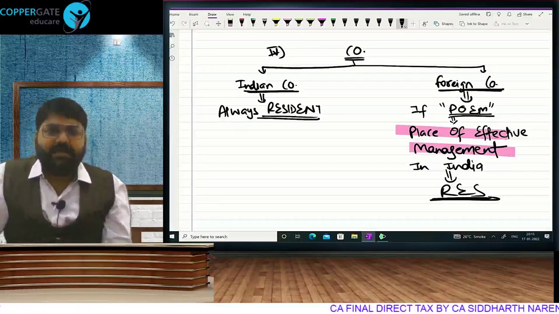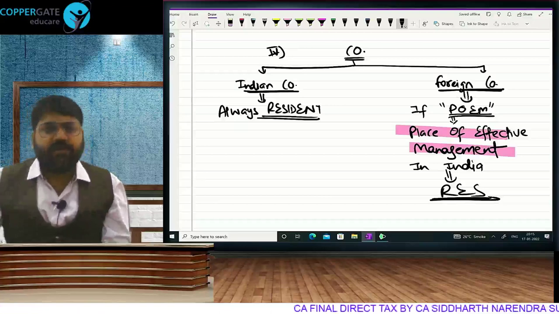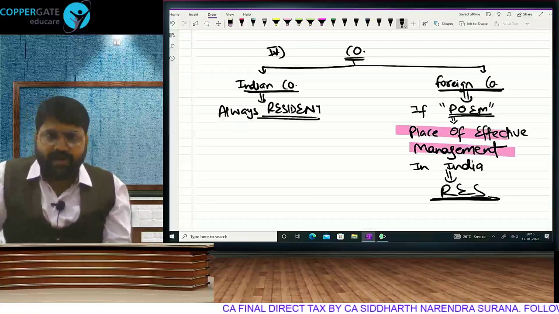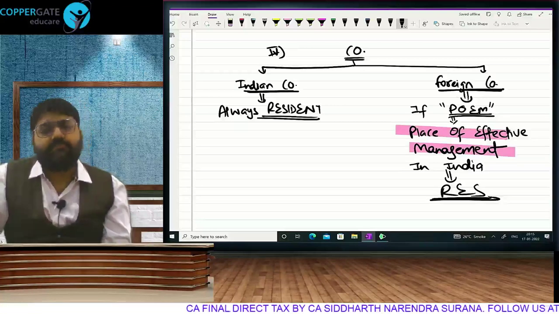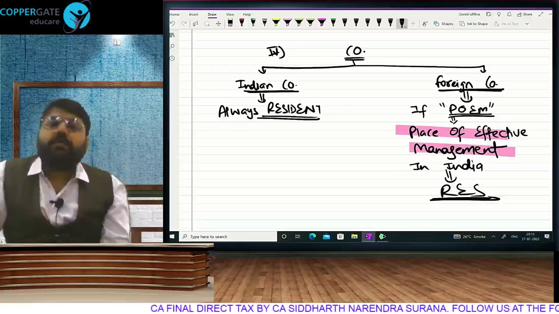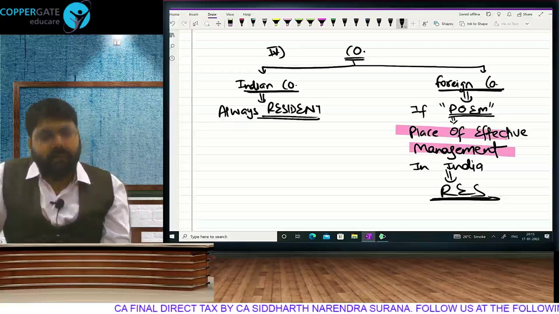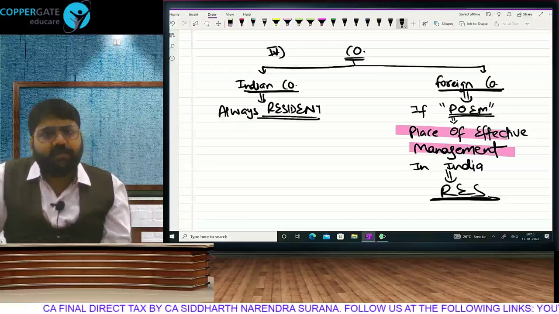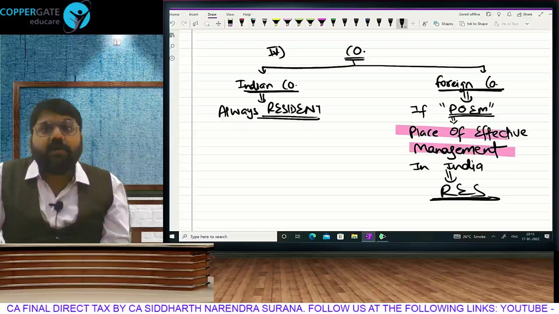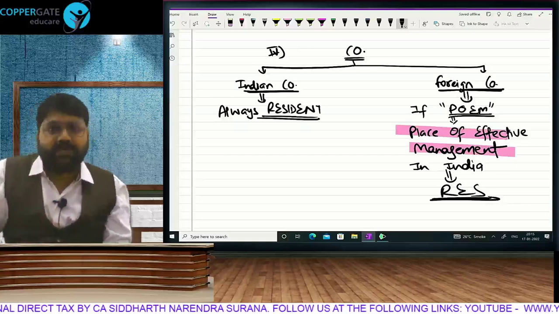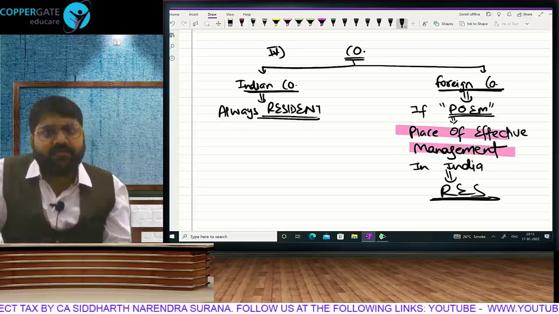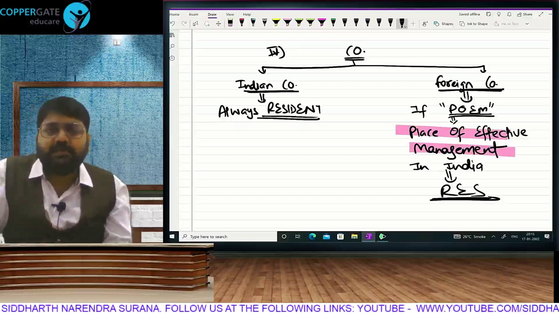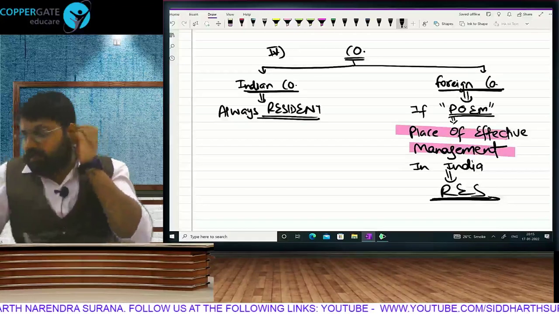So an Indian company will always be resident, and a foreign company only if major decisions are taken in India. And once again, as I have been continuously telling you, the further breakup of ordinary and not ordinary does not exist here. That is applicable only to which assessees? Individual and HUF. And with this, ladies and gentlemen, we are done with the first part of our second chapter. What is the title of our second chapter? Residential status and scope of income.